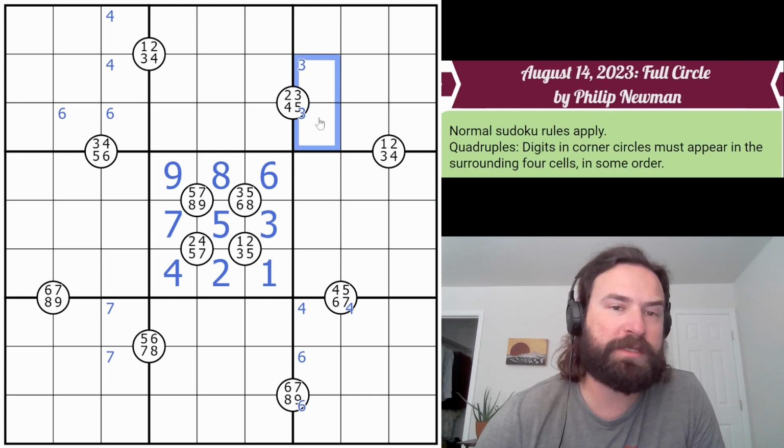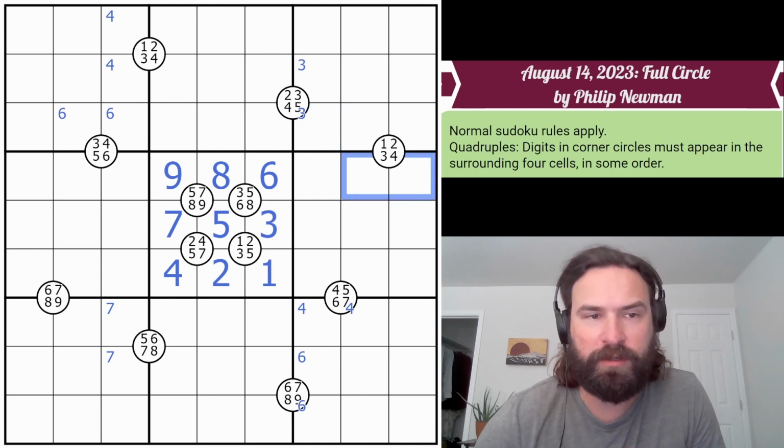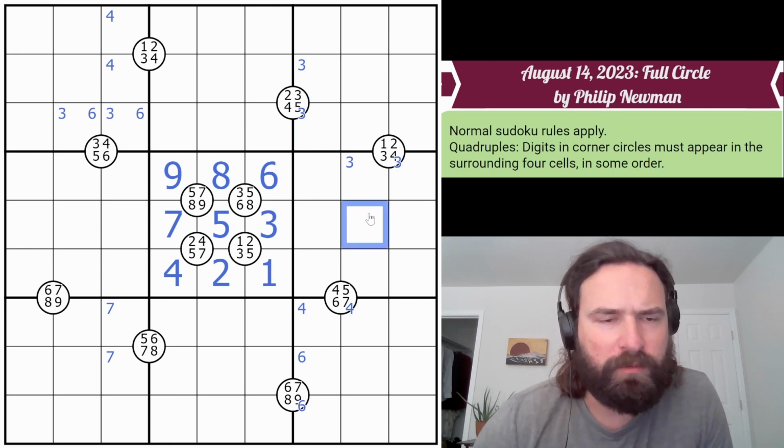Okay, so wait, now 3 has to go in one of these, so 3 is going to be down here, which is going to put 3 up here, which is going to place a 3 here. Alright, so let me run through that one more time.